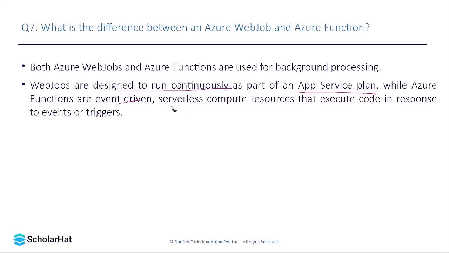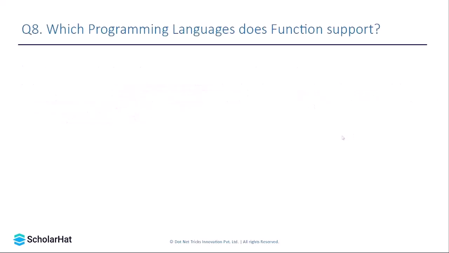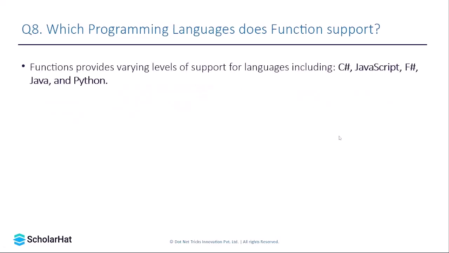It is also a part of serverless compute that executes code in response to events or triggers. So this is the functionality of an event driven application, and they respond to a particular event, and that's why we can say that Azure function is different from web job. Which programming languages does Azure Function support? Azure Function supports different kinds of programming languages, which include C Sharp, JavaScript, F Sharp, Java, and Python.